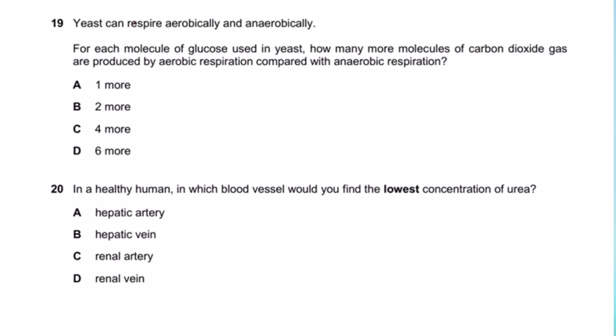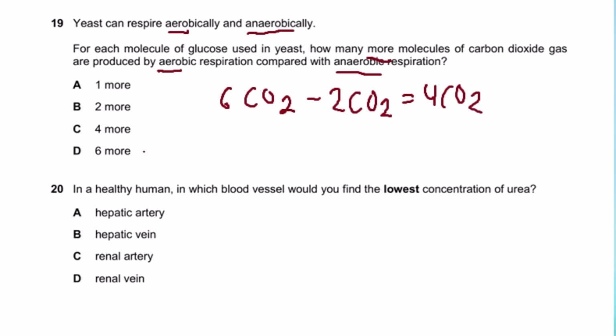So the next one here is actually a little complicated. We have yeast doing both aerobic respiration with oxygen and anaerobic respiration. So they ask, for each molecule of glucose used in yeast, how many more molecules of carbon dioxide are produced by aerobic respiration with oxygen compared to anaerobic? And we have to remember, by aerobic respiration we have 6 CO2 produced, and by anaerobic we have 2 CO2 produced. So we're left with 4 CO2, which gives us the answer here being C. So this requires remembering the formula both for anaerobic and aerobic respiration.